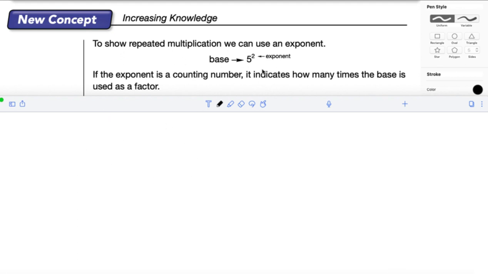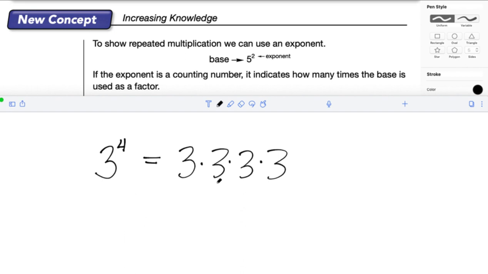So in this example here, you've got 5 to the second power, where 5 is considered the base and 2 is considered the exponent. Sometimes we'll use the term power to indicate the same thing as an exponent. So if I have 3 and a little 4 up here, this is 3 to the 4th power, and we know what it means. It means to multiply 3 4 times, or 4 3s multiplied together. And so the base here is 3, and the exponent, or the power, is 4.